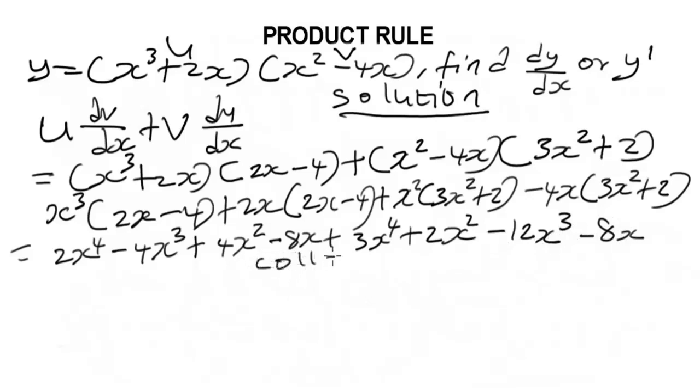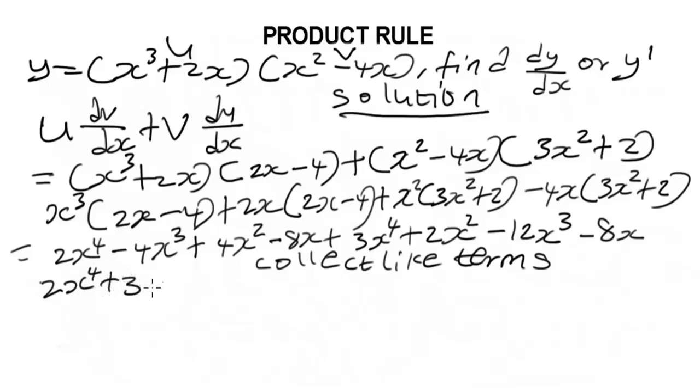Collect like terms. Very, very interesting, guys. To collect like terms, let's bring the terms that are similar together. Let's begin with the term that has the highest power, which is 4 in this derivative. So we have 2x raised to the power 4, okay, plus 3x raised to the power 4.